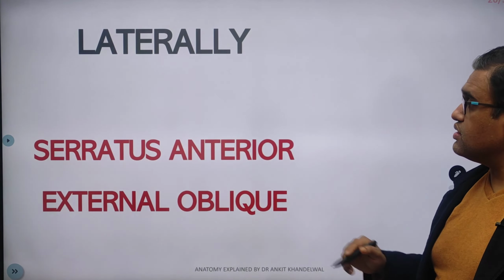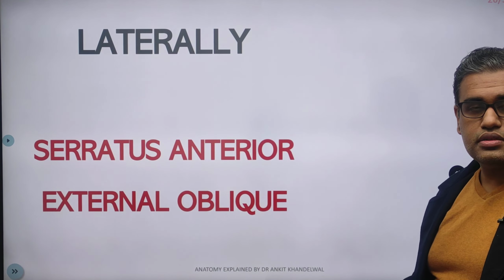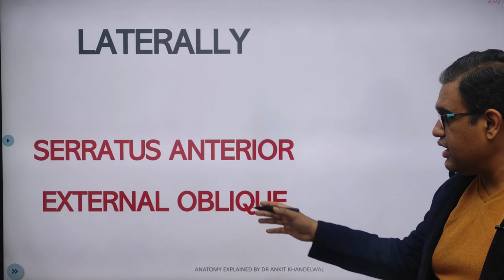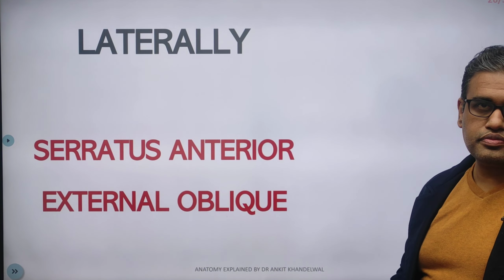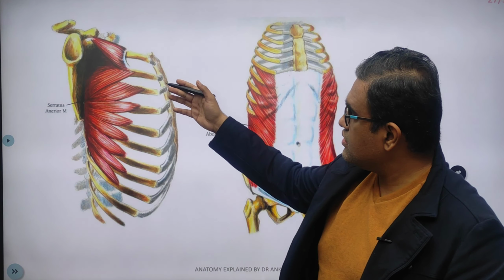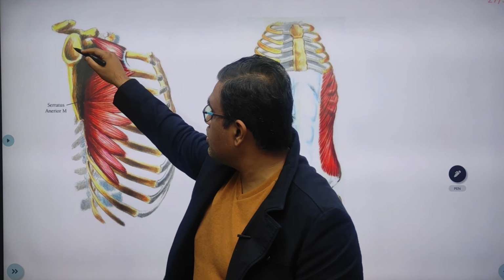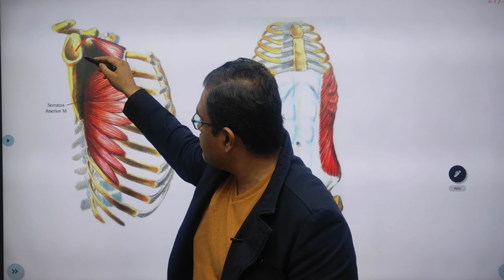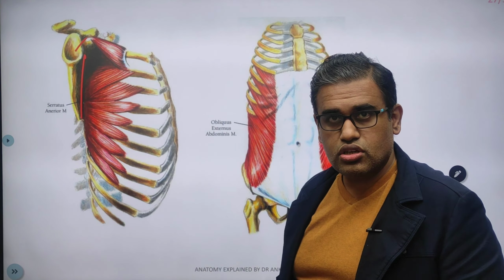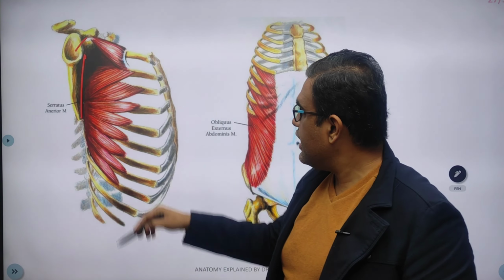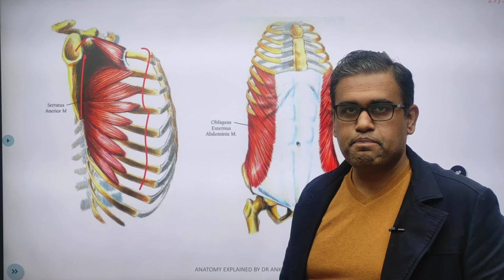Again, laterally also you have few muscles, very important muscles. Serratus anterior, an upper limb muscle, and the external oblique, again an abdominal wall muscle. Serratus anterior, you can see this is a lateral view. You can see the glenoid fossa over here. The serratus anterior coming from the medial margin of the costal surface of the scapula and going to the upper 8 ribs over here. Lateral.